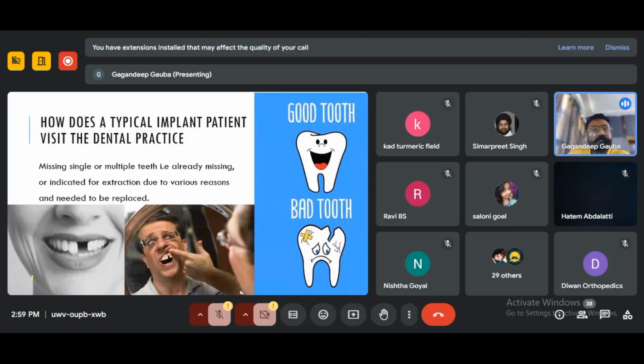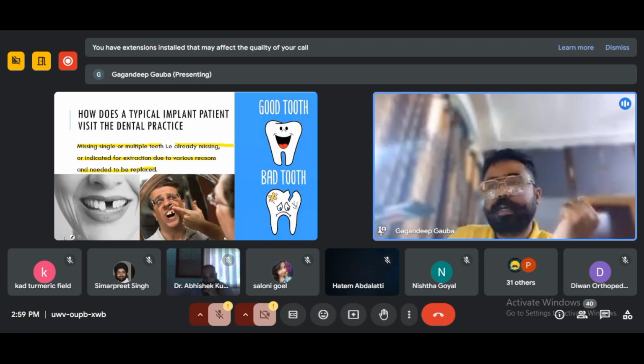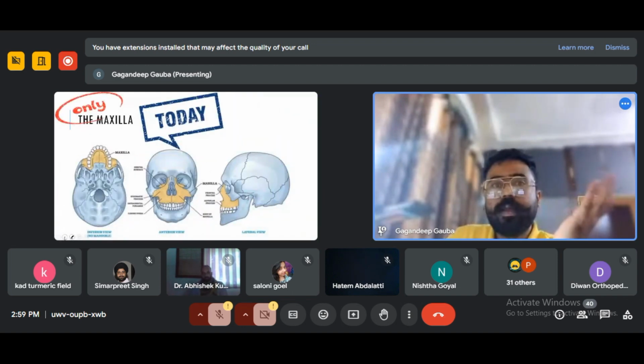So, how does a typical implant patient visit a dental practice? He is going to be missing a single or multiple teeth that are already missing or are indicated for extraction due to various reasons and need to be replaced. This is a typical presentation of a patient approaching us for a dental implant. But today we will be only studying implantology in the maxilla. As you can see, this is the diagram of the maxilla. We already know these things.